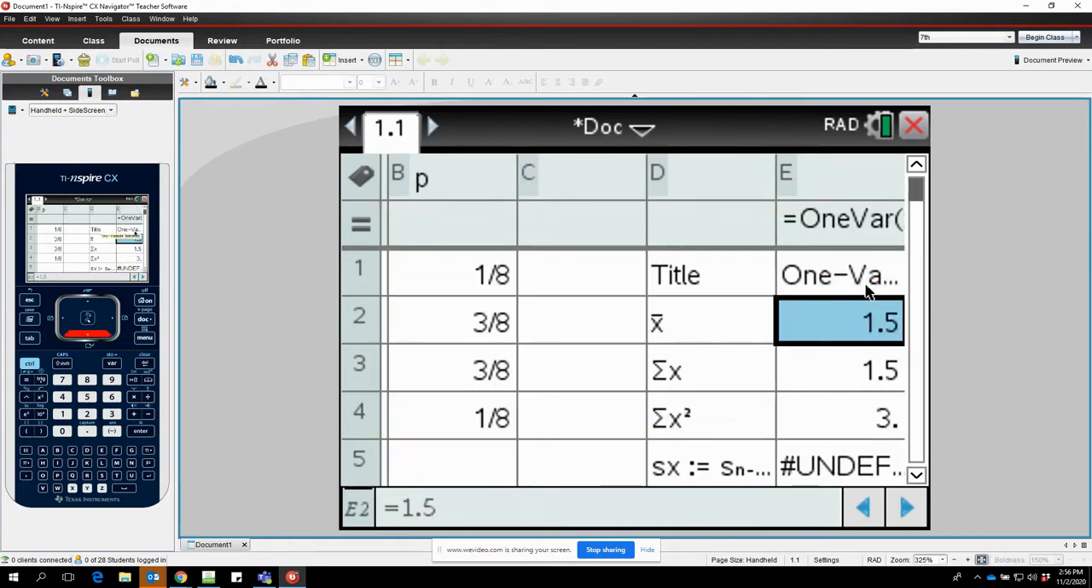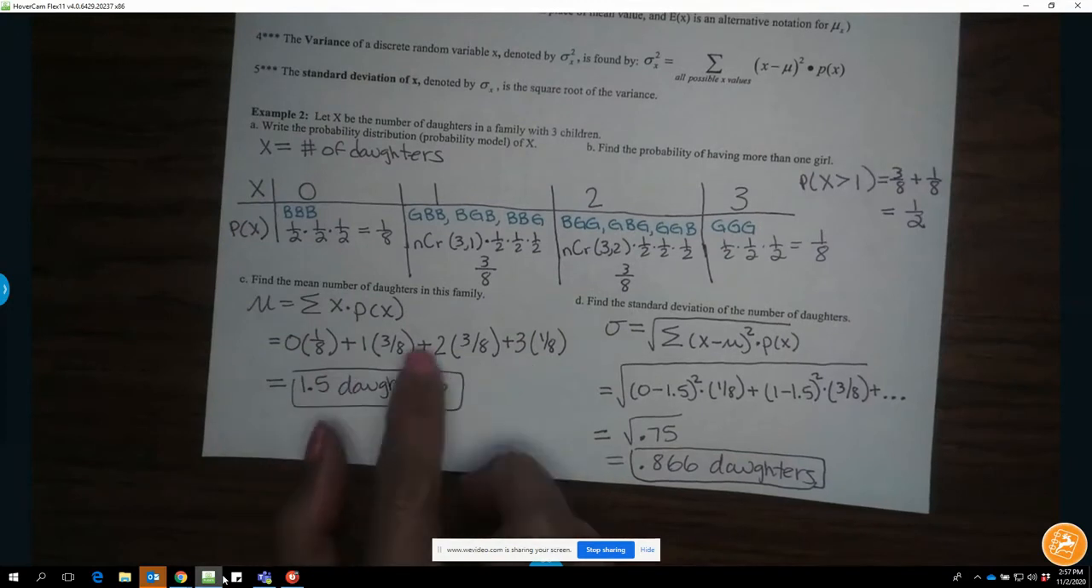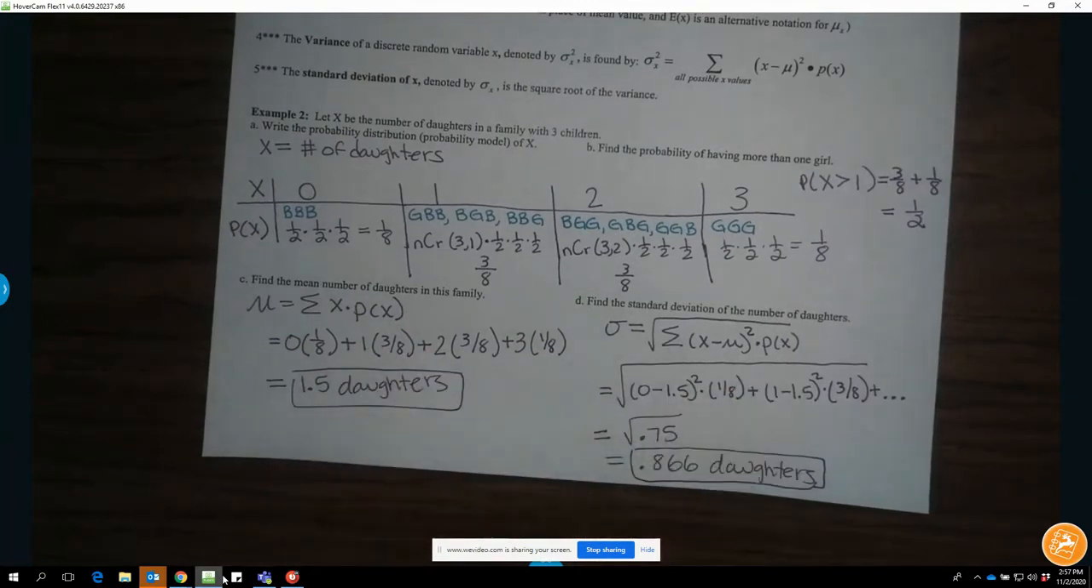And here's the 1.5, so x bar, that's the expected value, or the mean. It's right there. And then if you scroll down, there it is. That's the standard deviation. So 0.866, it's what we got when we did the whole work. So now you know how to use the calculator to find the mean and the standard deviation. You still need to know how to do it by hand, by showing all your work. So that's example 2.